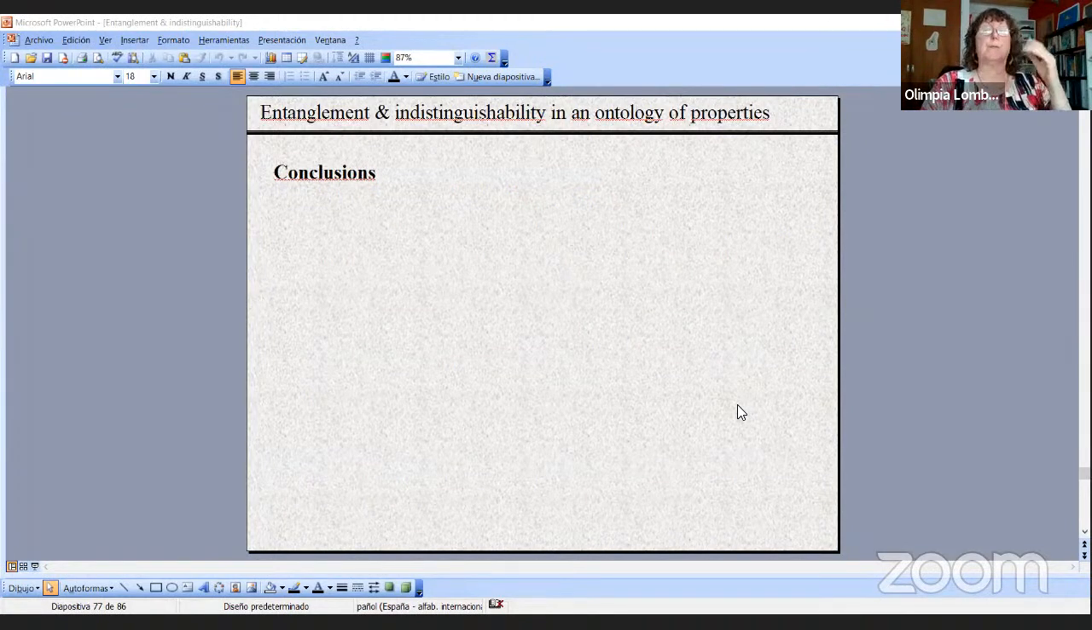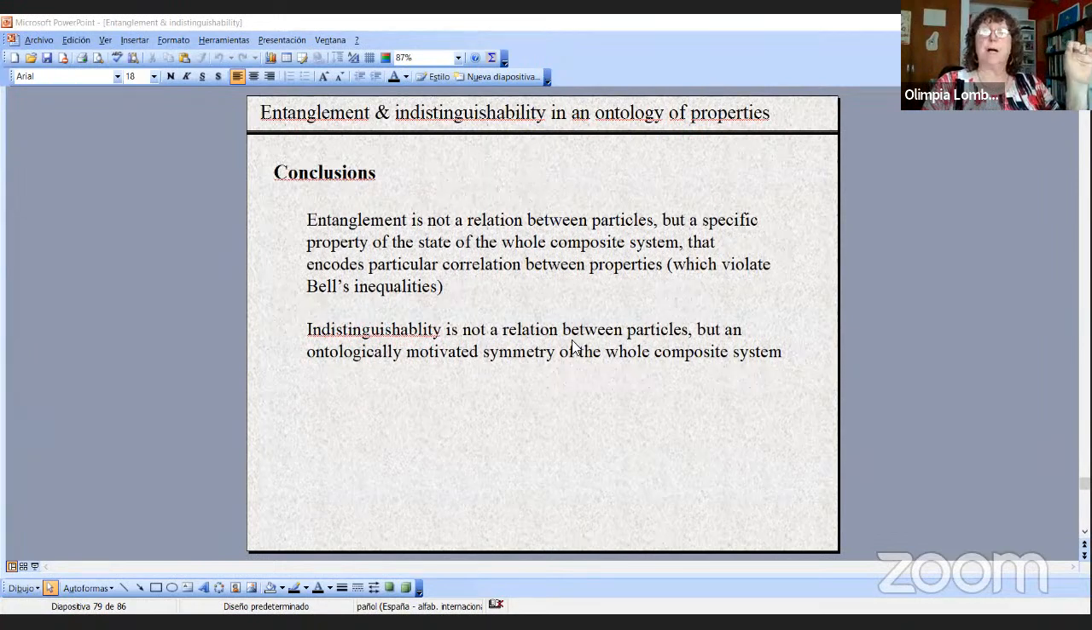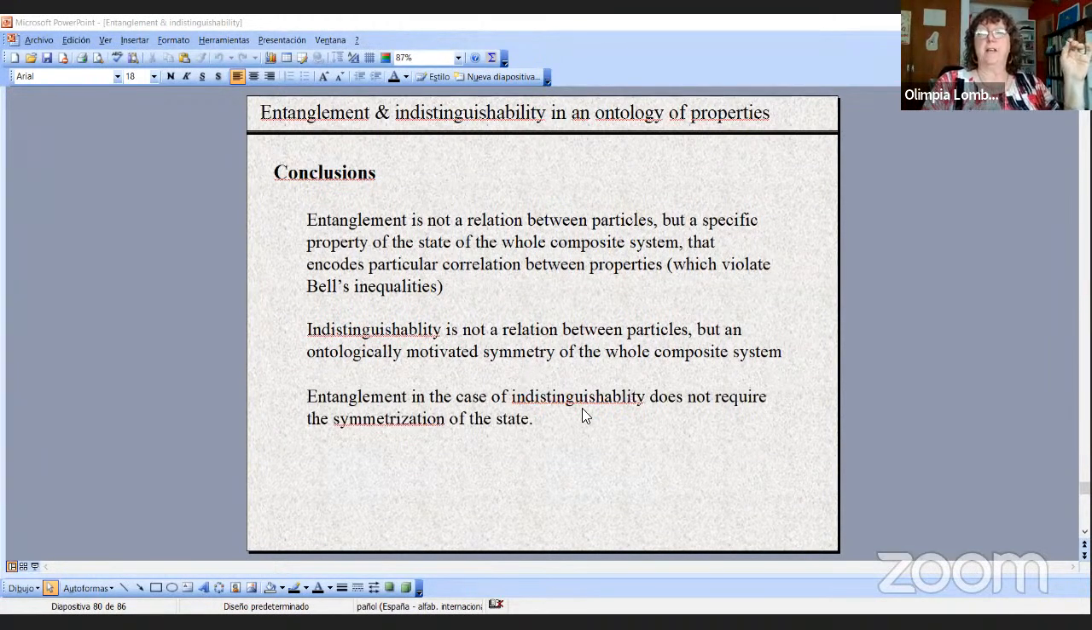So, which are the conclusions? From this viewpoint, entanglement is not a relation between particles, but a specific property of the state of the whole composite system that encodes particular correlations between properties, those correlations which violate Bell's inequalities. Indistinguishability is not a relation between particles, but an ontologically motivated symmetry of the whole composite system. So, in the case of indistinguishability, entanglement does not require the symmetrization of the state. We have the symmetrization of the observables, but this is due to ontological reasons. It's not an ad hoc symmetrization or anti-symmetrization of the states. And this gives a unified view of entanglement.